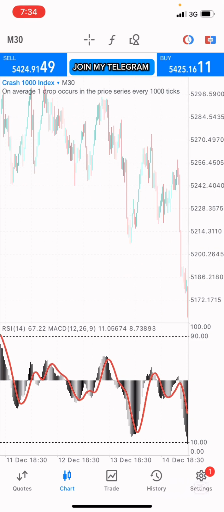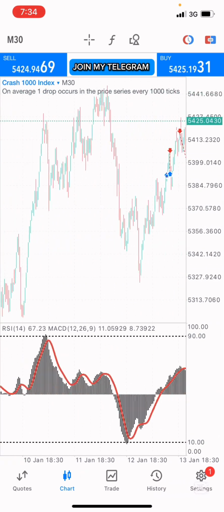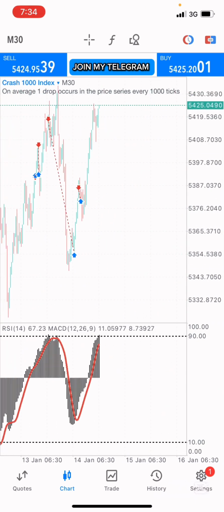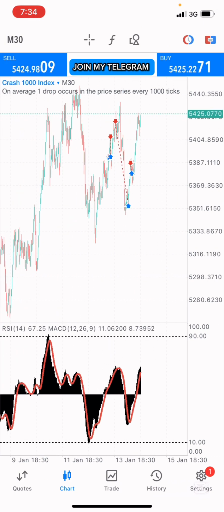Using trend line patterns and also the use of indicators. Right now, currently what we're seeing right here is that the market is on an upward trend. This is a 30-minute time frame, and the market is currently on the upward trend. Now, how do we observe this? Using the trend line, we're going to draw our trend line from the bottom to this point right here.